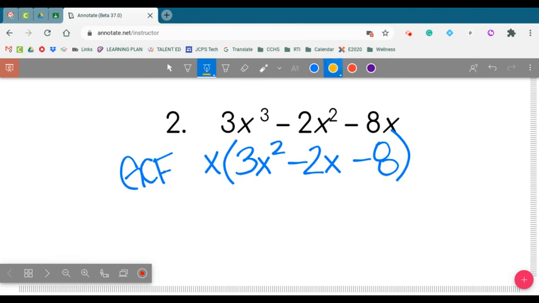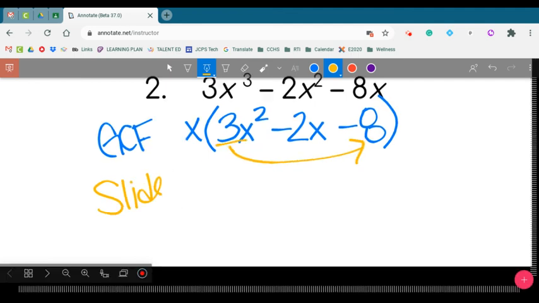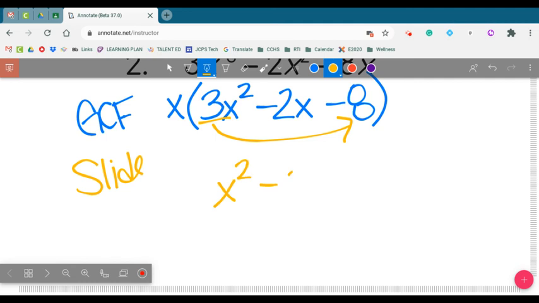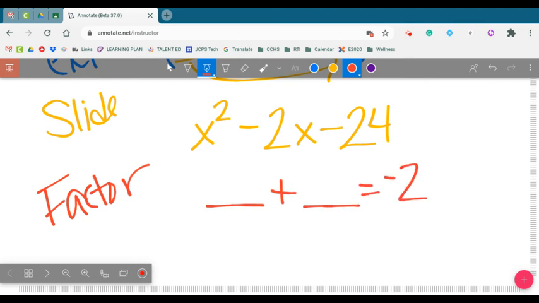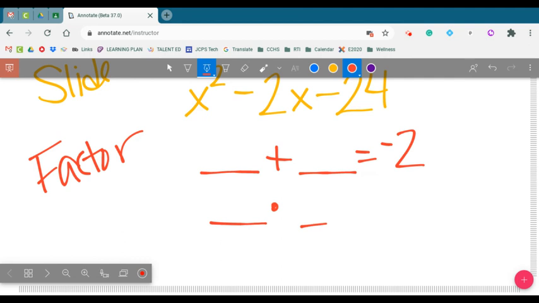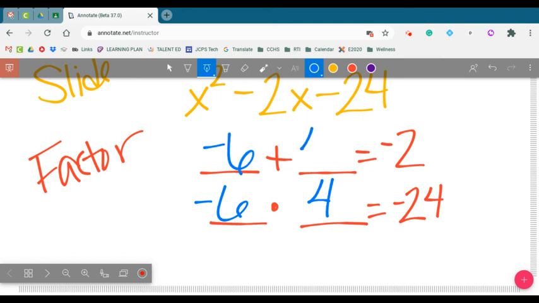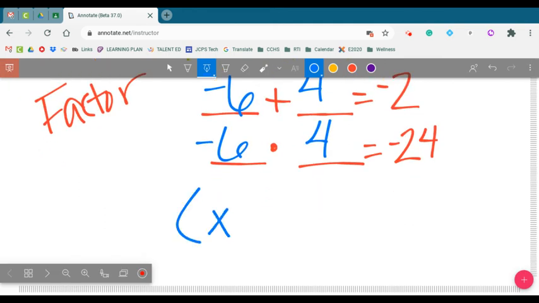So then my a value is not 1, so I'm going to slide this over. So I'm going to have x squared minus 2x minus 24. My next step is to factor. So I'm going to have what plus what equals -2, and what times what equals -24. This is going to be -6 and 4. So I'm going to have x minus 6, x plus 4.